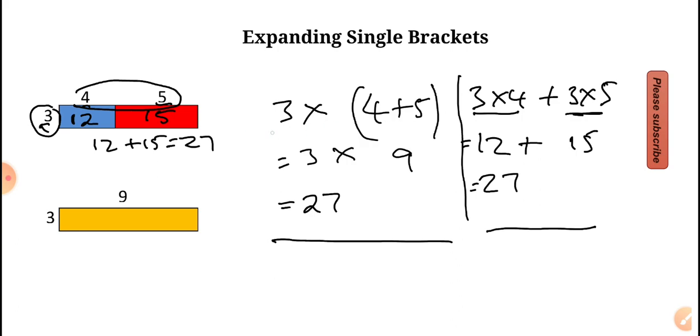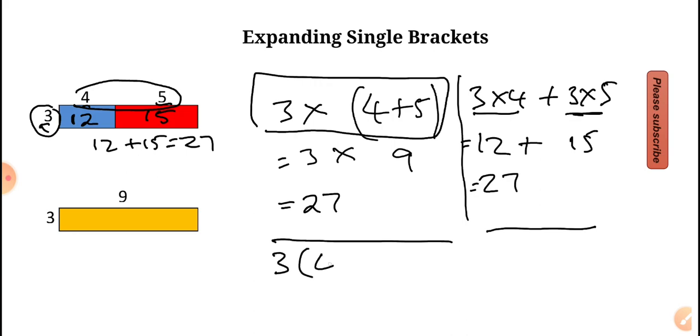Now I just want to say one more thing with this bit here. Do we really need to write 3 times 4 add 5, or could we just write it like this, 3 and then 4 add 5? We could actually just write it like this, because when you've got a number next to a bracket, we know that there is a times sign there. We don't have to put a times sign there.